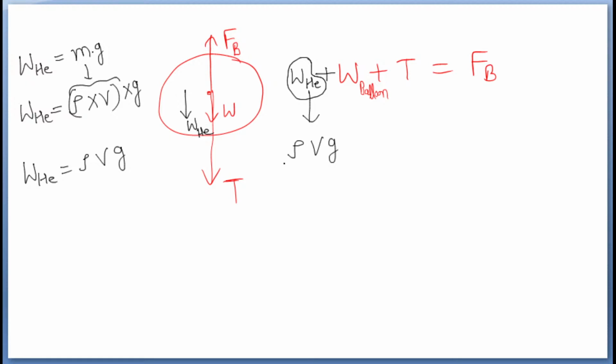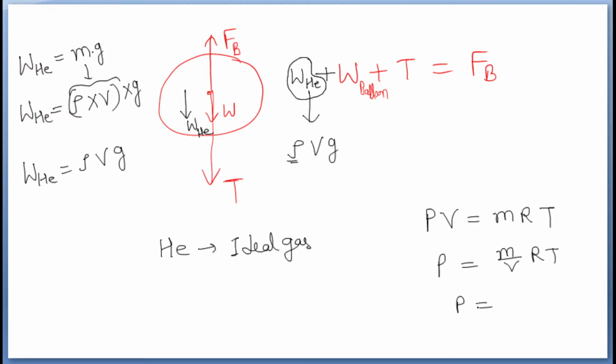How can you calculate density? Since helium is an ideal gas, by using the ideal gas equation we can calculate this density. How? Ideal gas equation is PV equal to mRT. In the thermodynamics practice session, I have given other forms of the ideal gas equation also, like PV equal to N R bar T. But here I am using PV equal to mRT. P equal to m upon V RT. It becomes P equal to rho RT. Very good. Density equal to P upon RT. Pressure is given to you, R is given to you, temperature is also given to you.